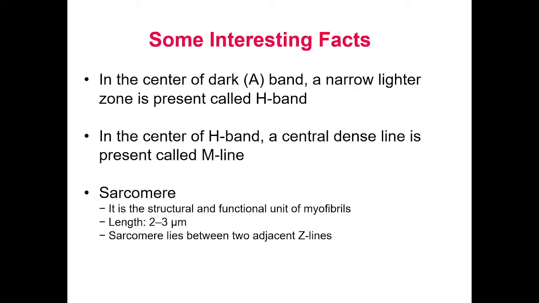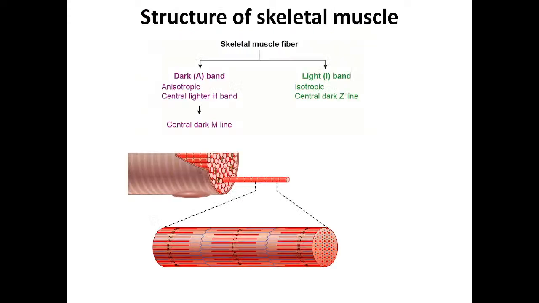So there is a very important terminology that is called sarcomere. This sarcomere is basically the functional unit. Actually, the actual functional unit is the sarcomere, and what is a sarcomere? It is the region between the two Z lines, that is the sarcomere. Let us have a look at this diagram.